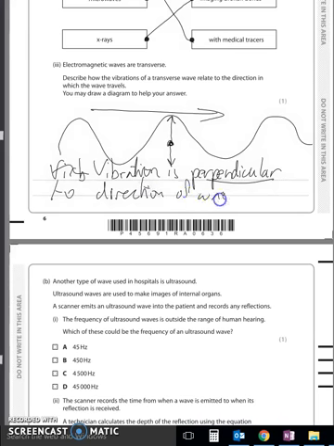of wave travel. What a lot of people do is they miss out that wave travel part, so they just put vibration is perpendicular to direction of travel. So it really needs to be the wave travel. You need that idea that the wave is going this way, but the molecule is going up and down. The vibration is up and down.